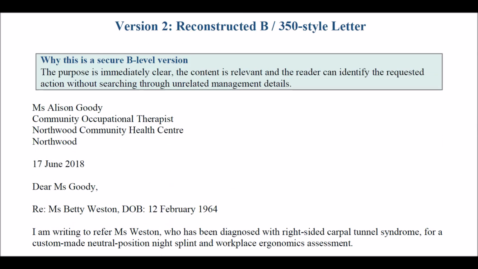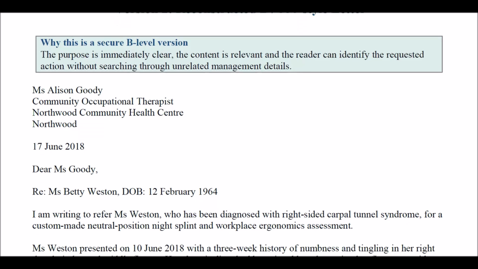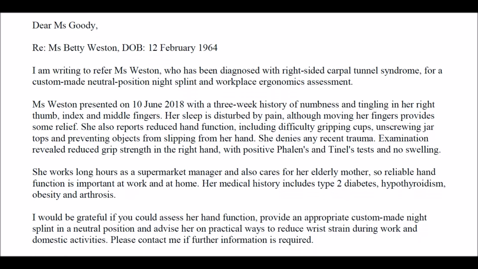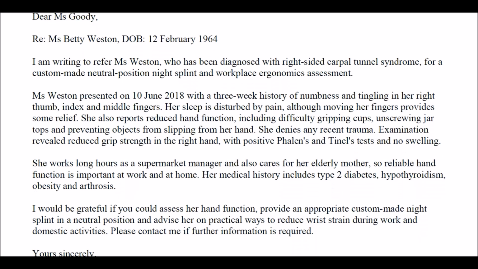What does that look like in practice? Let's have a look. Okay, so this is our 350 reconstructed style. Again, I'm not going to read it all. I'll just put it on the screen. You can pause it and read it for yourself. But you can see it's definitely shorter and it's a lot easier.